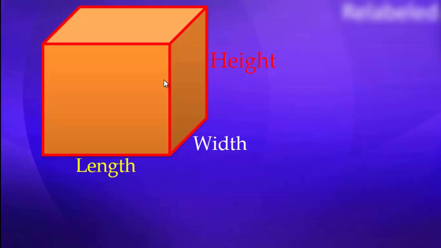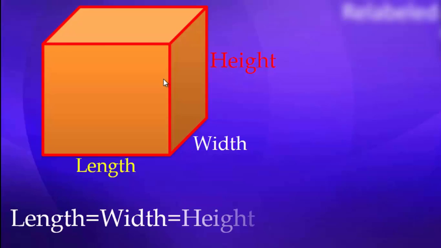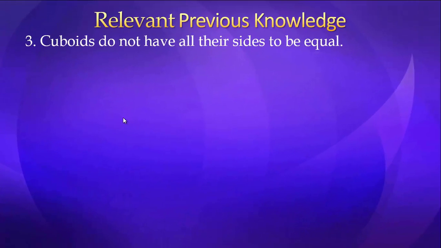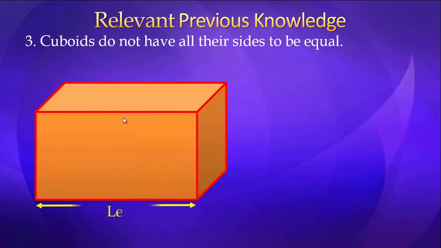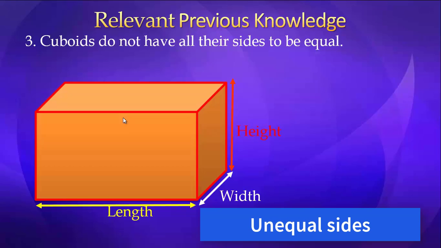Considering the cube on the screen, you've seen that it has three dimensions: length, width, and of course height. One thing about it is that all its sides are equal, meaning length is equal to width, and the width is also equal to the height. Cuboids do not have all their sides equal. Looking at the cuboid on the screen, you've seen that it has length, width, and height, but they are not equal.